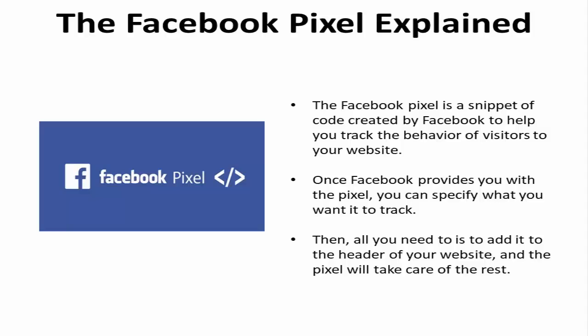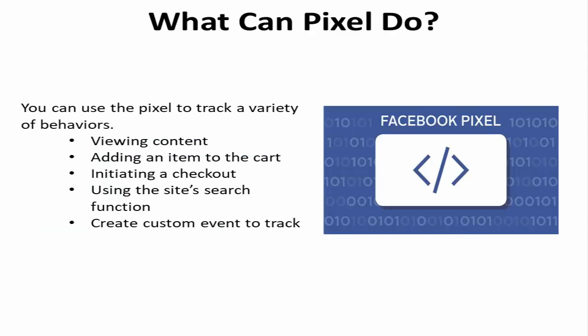The Facebook Pixel is a snippet of code created by Facebook to help you track the behavior of visitors to your website. Once Facebook provides you with the pixel, you can specify what you want it to track. Then all you need to do is add it to the header of your website, and the pixel will take care of the rest. You can use the pixel to track a variety of behaviors. Facebook provides a list of 9 potential things to track, including things like viewing content, adding an item to the cart, initiating a checkout, or using your site's search function to find something. There's also an option to create a custom event to track.